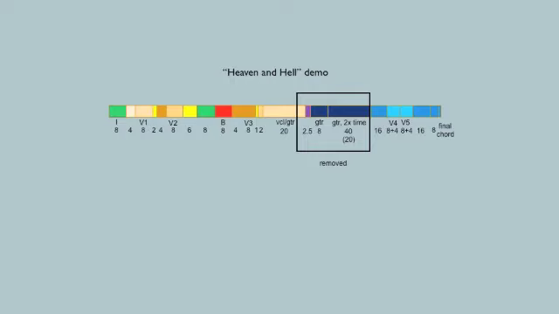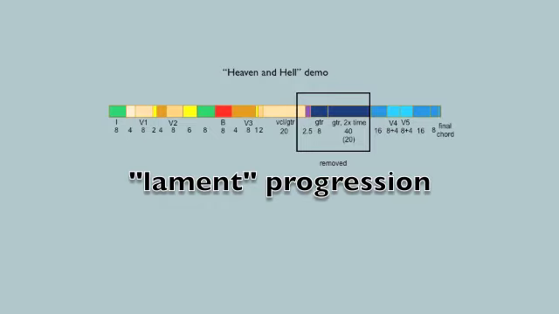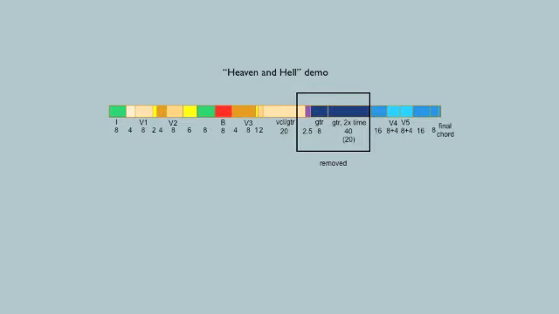It's not surprising that this part was removed for 2 reasons. 1, it shortens the guitar solo so that verses 4 and 5 arrive earlier in the song. And 2, the lament progression isn't all that interesting or even related to the rest of the song. And there are other Sabbath songs with solos over that progression anyway.